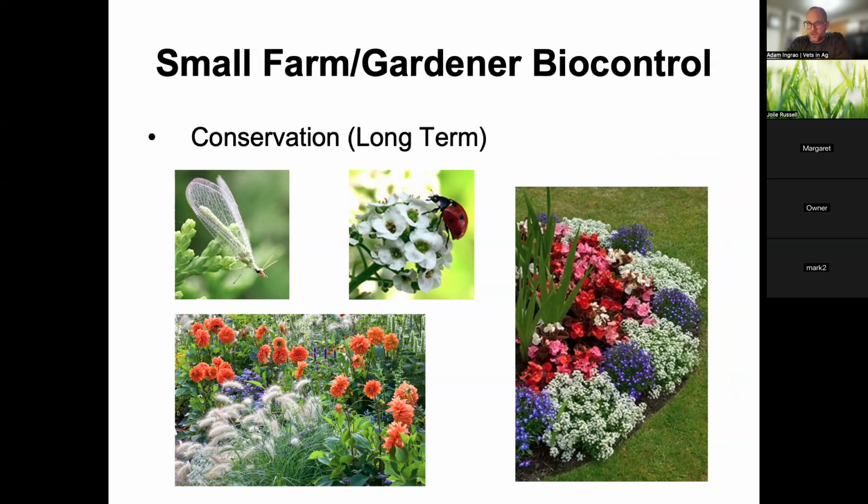This is a long-term strategy. This is you incorporating plant species into your landscape that support natural enemies. And this is a strategy that just involves mostly just planting flowering plants. And I'm going to give you a list of what the good ones are here in just a moment. But that's really what it entails.